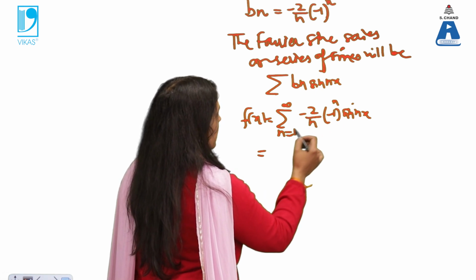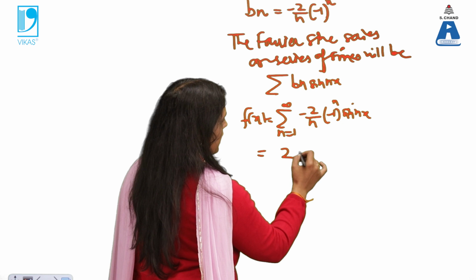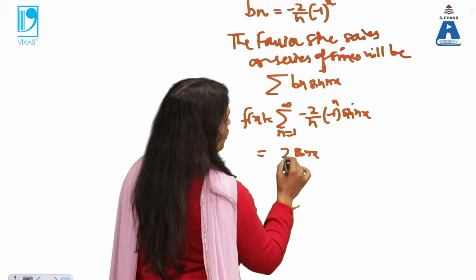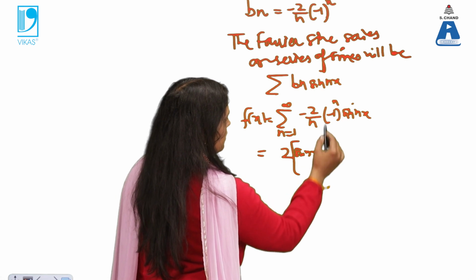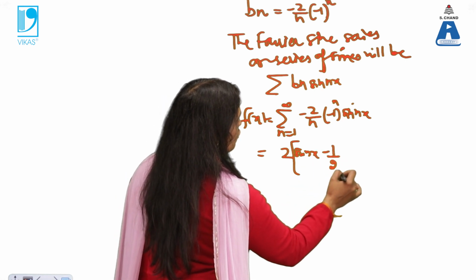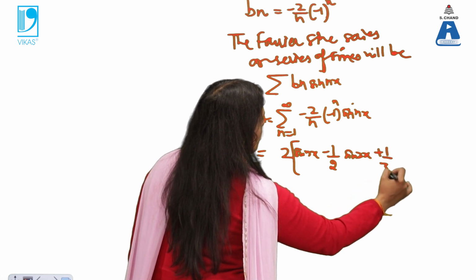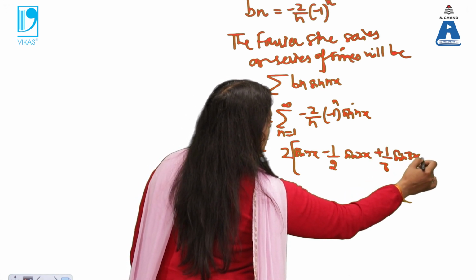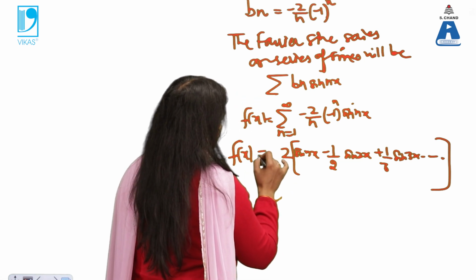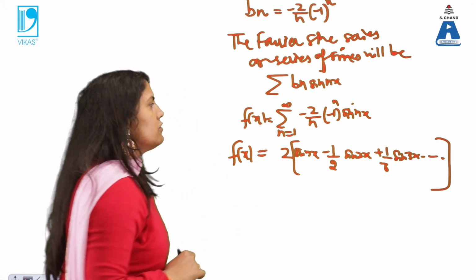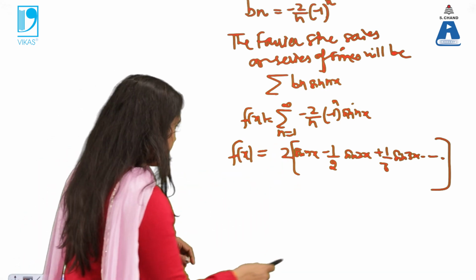So for n = 1 it will be 2 sin x, with 2 written outside. Then for n = 2 it will be positive, so minus 1 by 2 sin 2x. Then for n = 3 it will be plus 1 by 3, and so on. This is the series, and you can define the sum at different points.